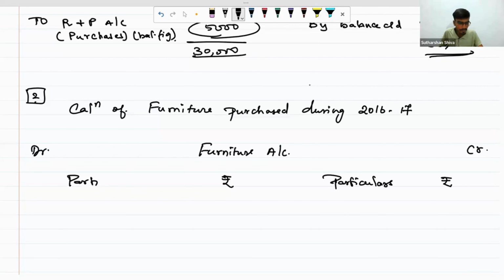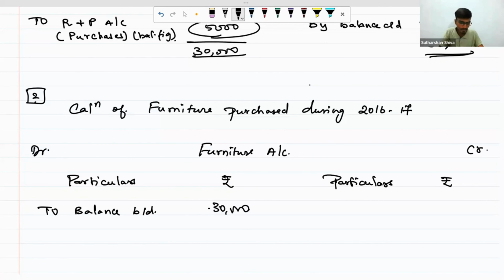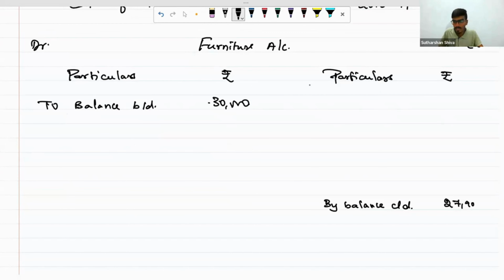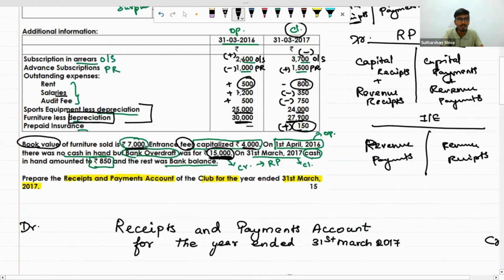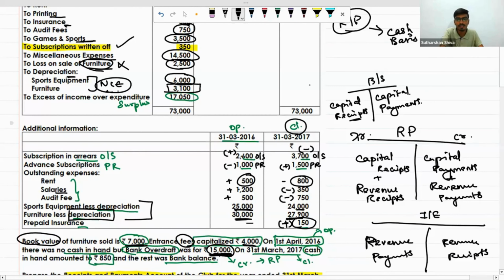It's going to be my particulars. Okay, I will write down "To balance b/d" 30,000. Then, leaving a few spaces, I will write "By balance carried down", the value given is 27,900. In the same way, we write the depreciation. The depreciation value for furniture given is 3,100.